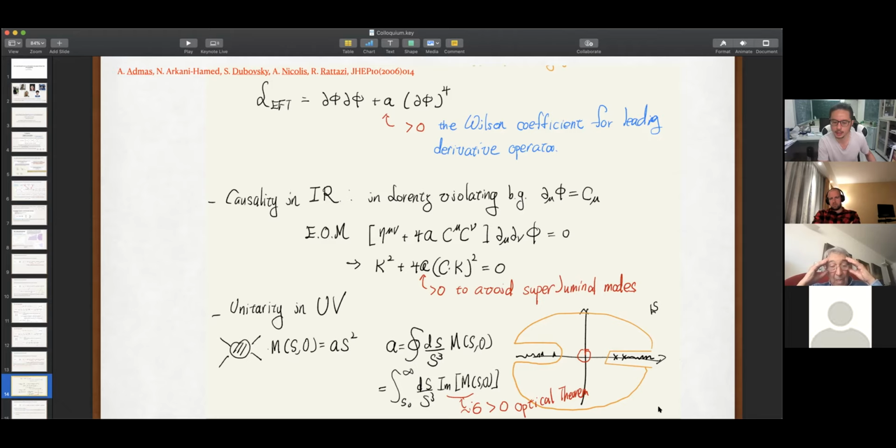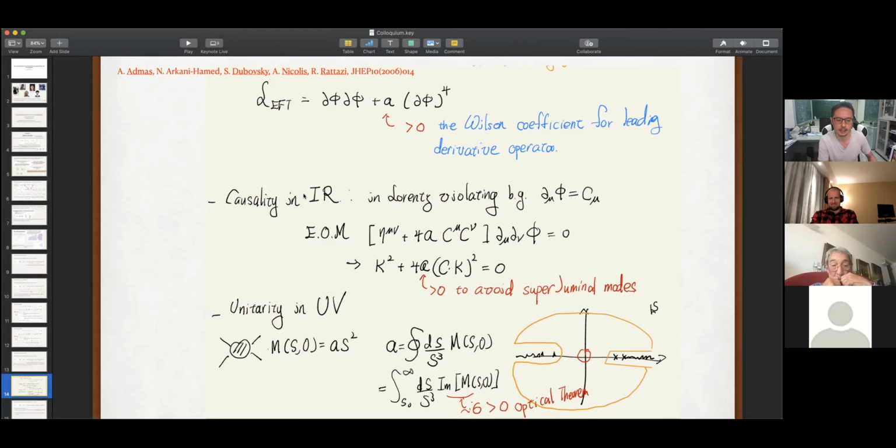And since this is s to the third power, using the Froissart bound, you know that the infinity will not contribute. And therefore all of this A is just given by the discontinuity along the real axis, which through the optical theorem is just proportional to the cross section. And therefore this is positive. So unitarity from the UV and causality in the IR both give the same conclusion, that this coefficient is positive.